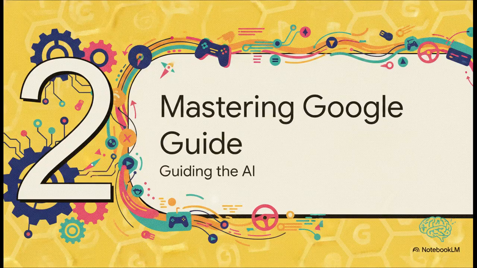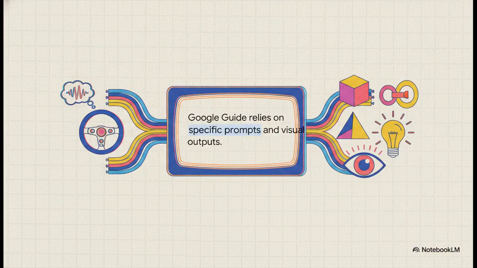Moving on to Section 2, Mastering the Google Guide, Guiding the AI. Now, to really use all this, you need the Google Guide. It relies on a super powerful combination of specific prompts and visual outputs. It's basically the steering wheel for both Flow and Omni. We aren't talking about typing dry lines of code here, it's a dynamic translation system. The guide literally takes your human ideas and seamlessly translates them into the AI's complex workflow.